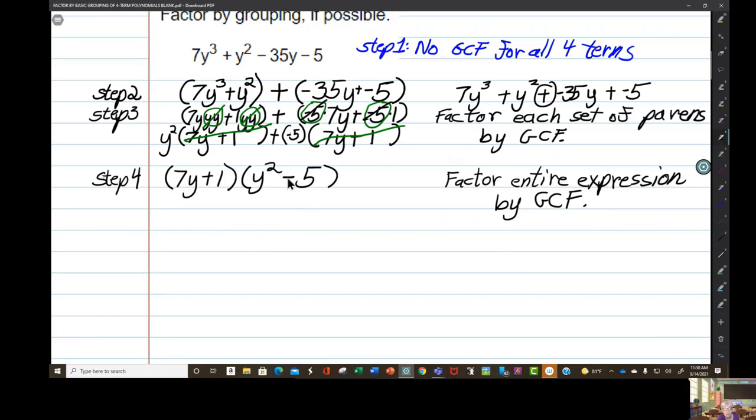But how do I know I'm right? Doggone it. Gotta check it. I could be wrong. I can always be wrong. And unfortunately, I often am wrong. Y squared minus 5. All right, I take the first term from there, multiply it by the second set of parentheses. Then I take the second term, a plus and a 1, times the second set of parentheses.